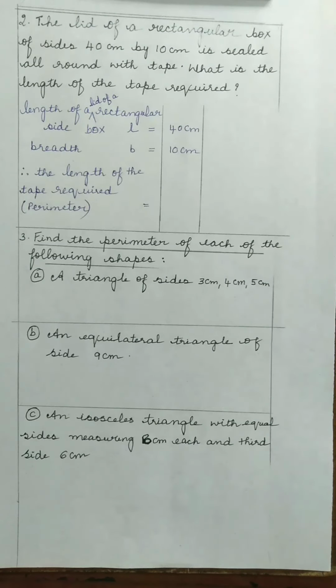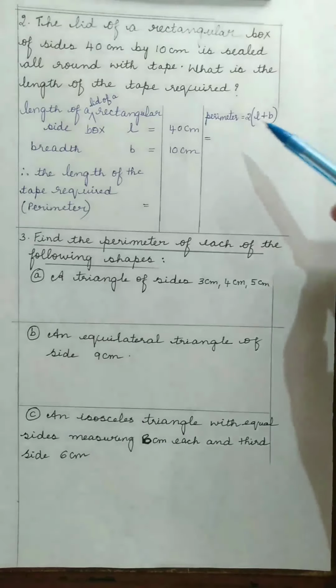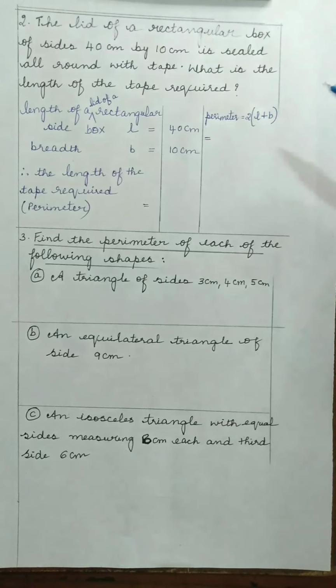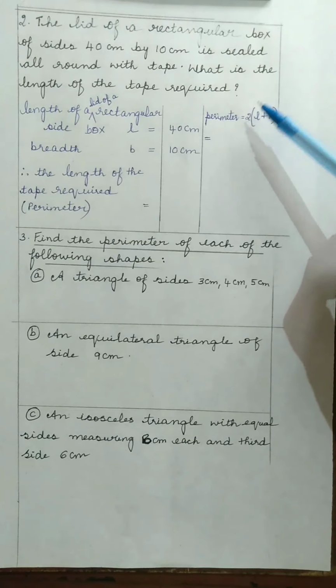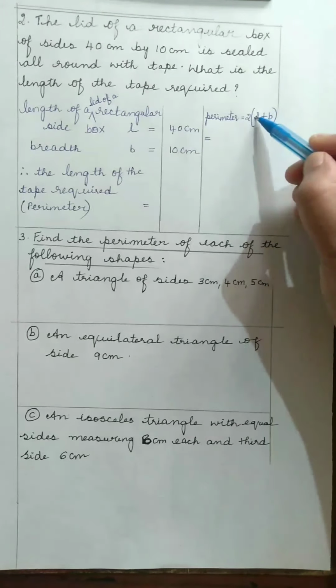That is the formula to calculate the perimeter of a rectangle. Therefore, perimeter is equal to 2 into (L plus B), where L is the length and B is the breadth. The bracket represents the multiplication: 2 into (L plus B).